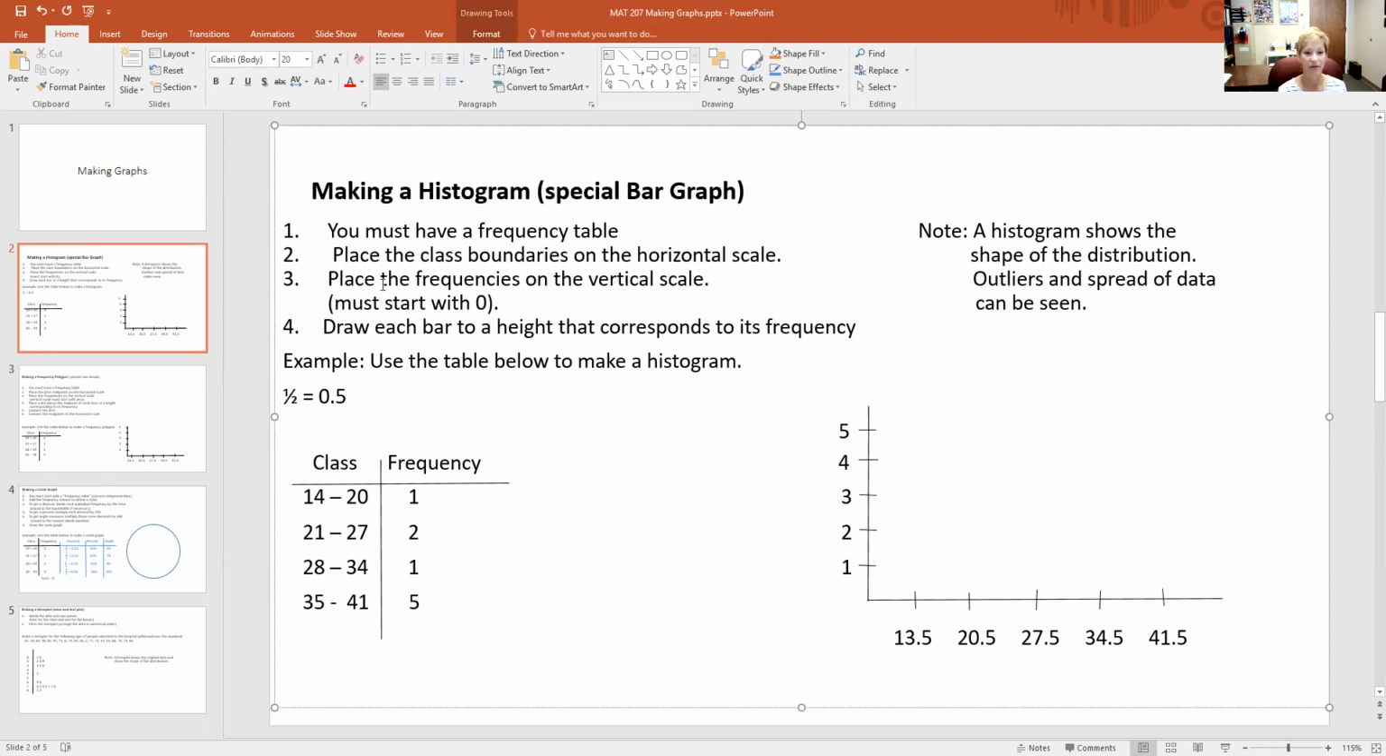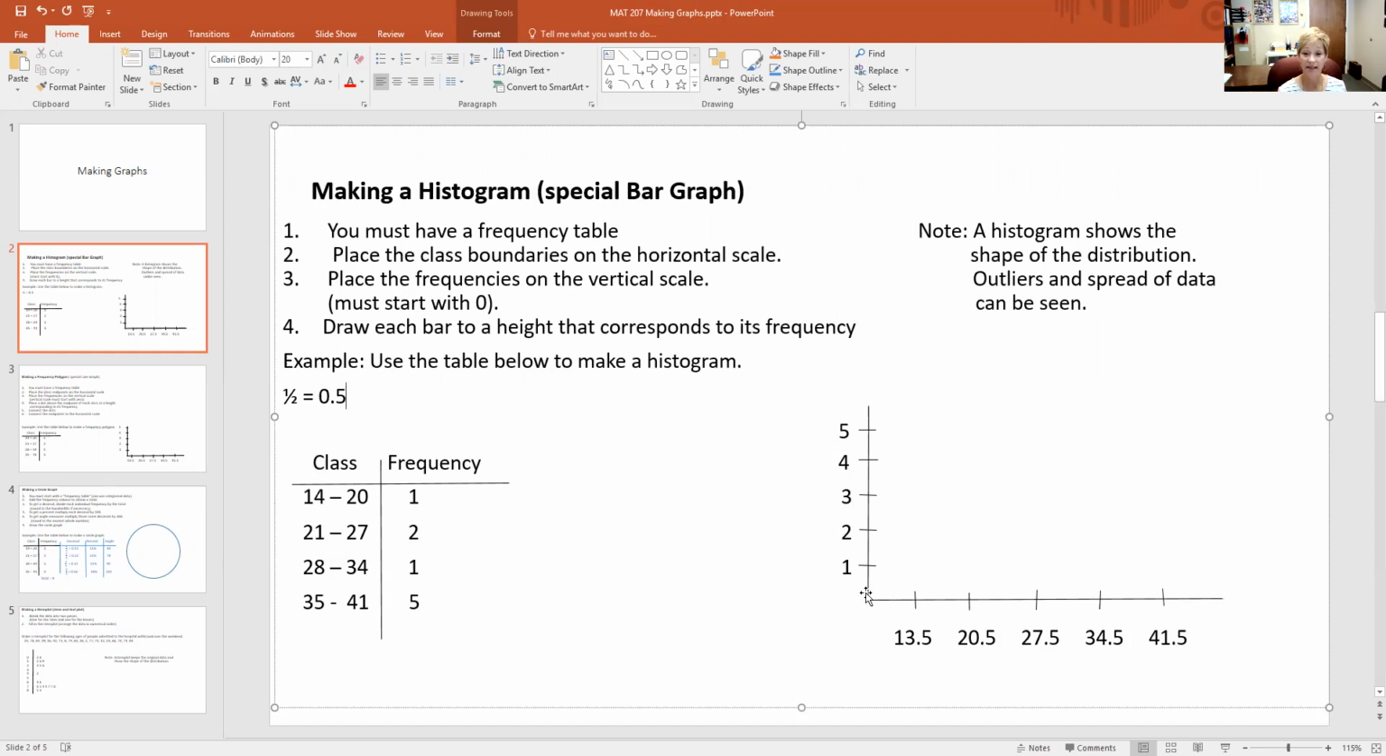Then it says you've got to put the frequencies on the vertical scale. I look and my biggest number is 5, so my frequencies have to go up to at least 5. It can go up more, but it can't go up less than your biggest frequency. And we talked about this in class, but you've got to start with 0 on the vertical scale. You don't necessarily have to start with 0 on the horizontal scale. You don't want somebody chopping a graph off and stretching it and distorting the graph, so we've got to be really careful on this vertical scale.